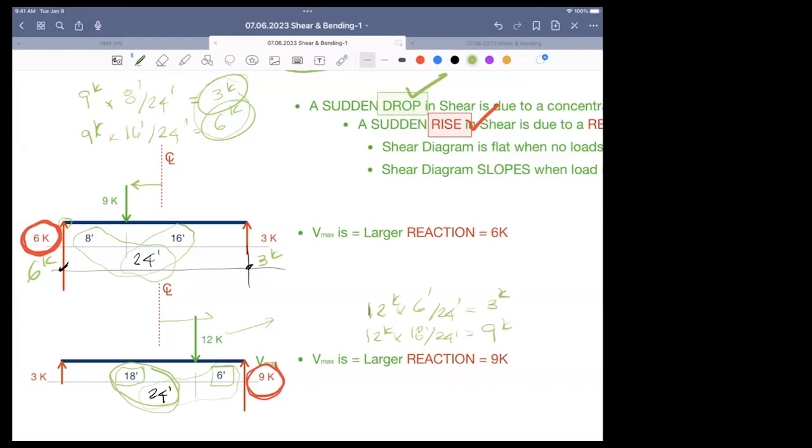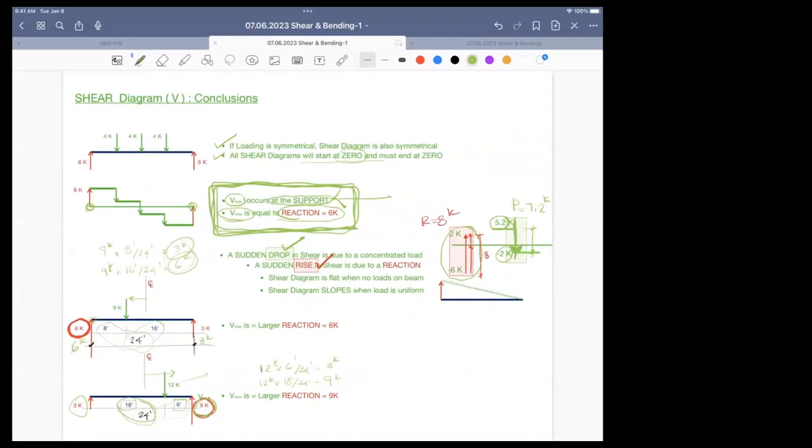Oh, but the load is closer to the right. Well, then the larger reaction is on the right. The smaller reaction is on the left. It's a lot quicker to get our reactions this way. I'm sorry, I didn't want to move forward with just these numbers. I wanted you to know where they came from. So let's learn this shortcut.